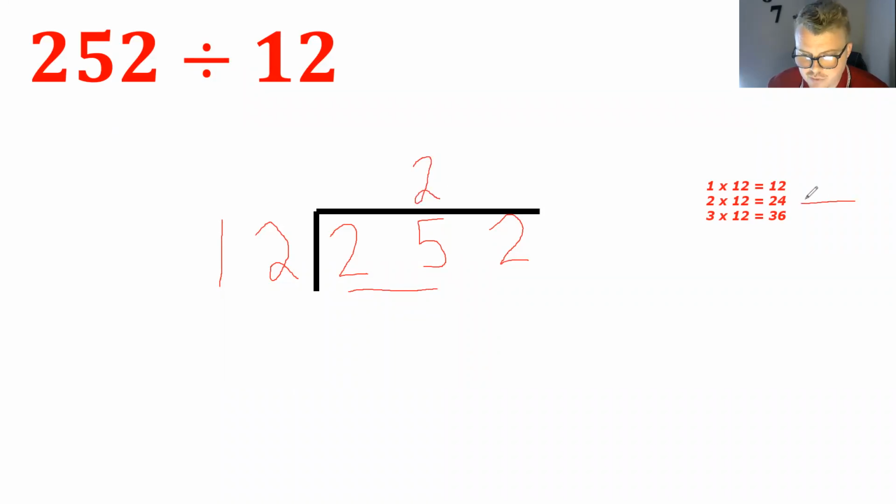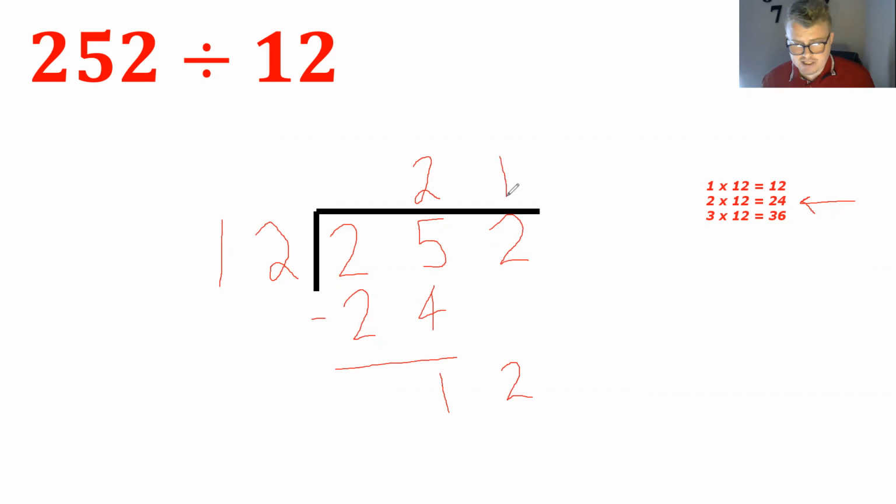Now the number that I landed on, 24, 2 times 12, I am going to write that underneath my 25. So let's do that. And once again, I'm subtracting this number, 24, from the number above it, 25, which gives me 1. Okay, and then I bring this next digit down. How many times does 12 go into 12? Well, it goes obviously once, exactly once, with no remainder. So my answer is 21.